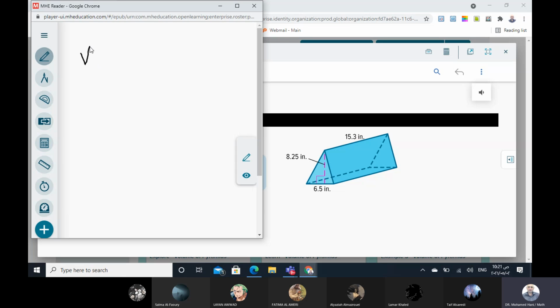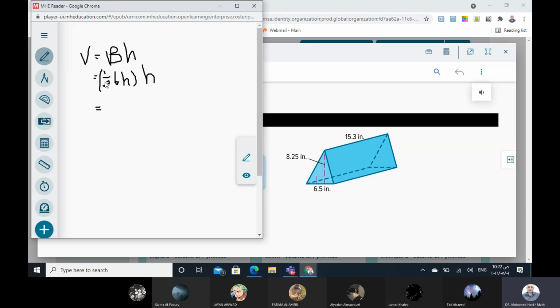The first step, write the formula. V equals the area of the base multiplied by the height of the prism. The area of the base, what is the type of the base? Triangle. So what is the area of the triangle? Write the formula: 1/2 multiplied by the base of the triangle multiplied by the height of the triangle, then multiply by the height of the prism.